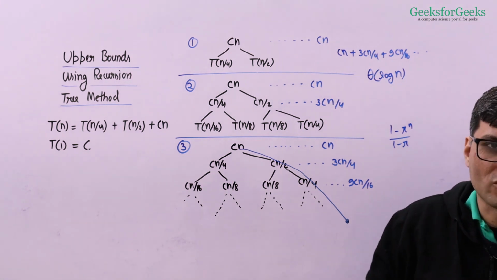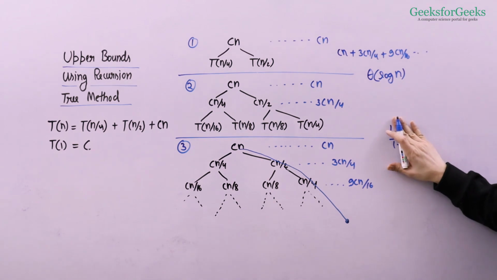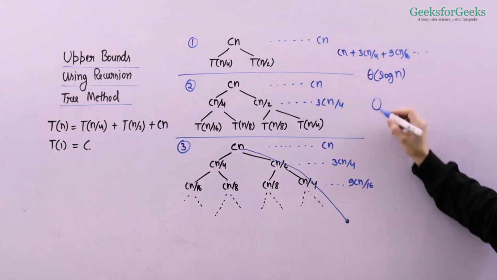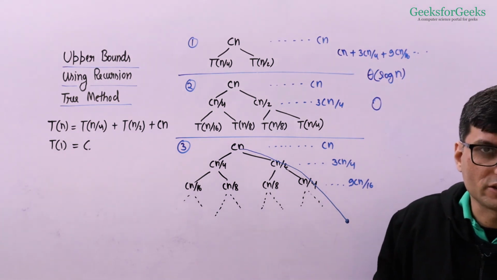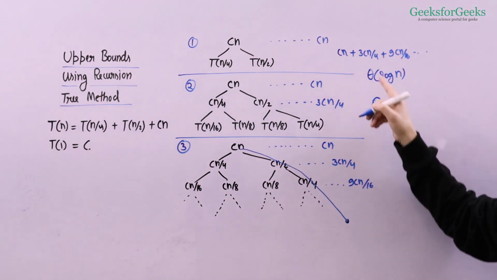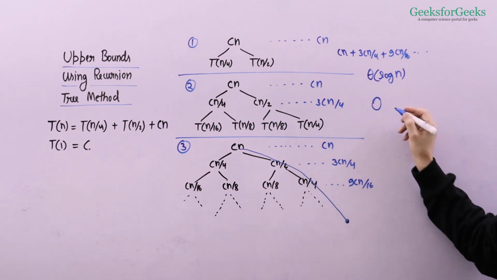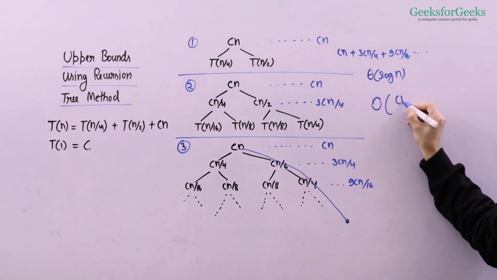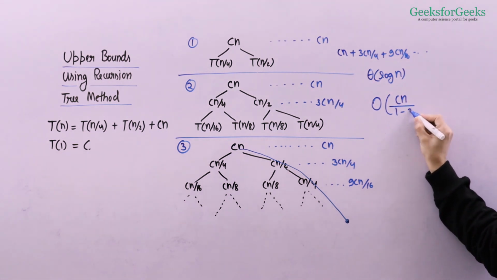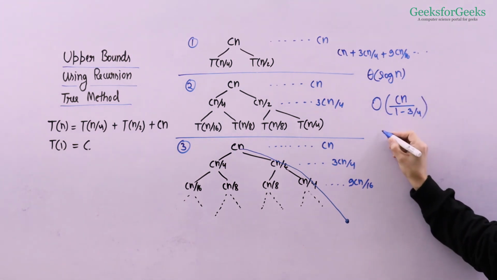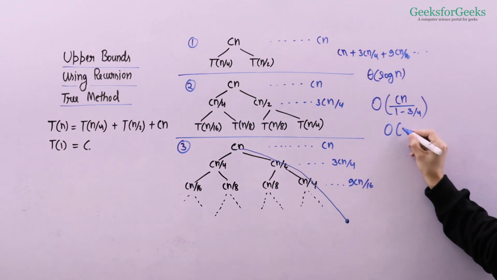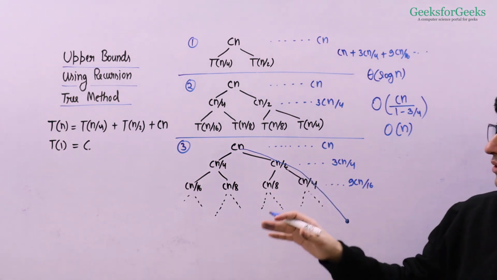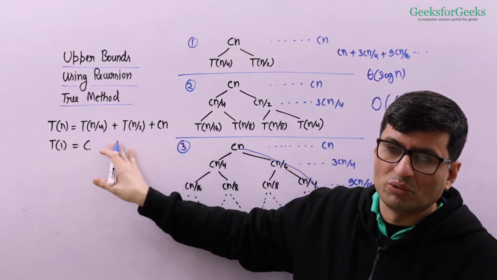It's going to be complicated, right? What we can do is, we are anyways finding an upper bound, right? We can use big O and we can find the sum of infinite series. Because the sum of an infinite series with a common ratio less than 1 is very simple. It's a upon 1 minus r. So we are going to have Cn upon 1 minus 3 by 4, right? And this turns out to be big O of n only, right? Because these are just constants. So an upper bound on this recurrence is big O of n, right?